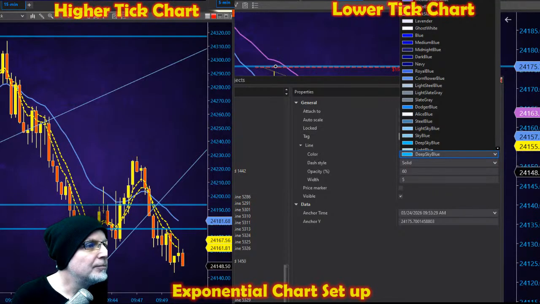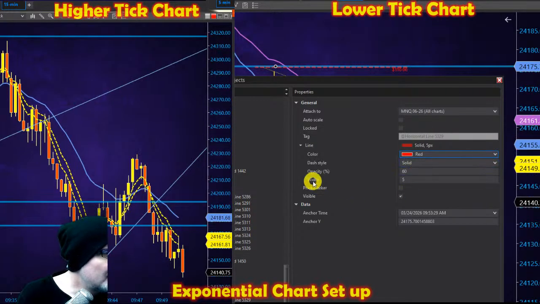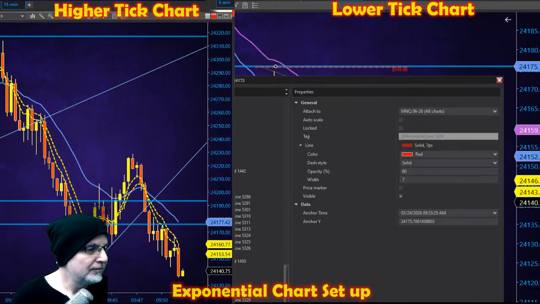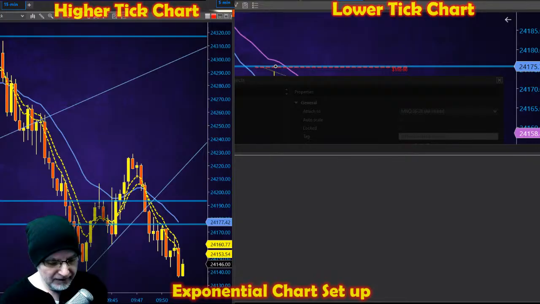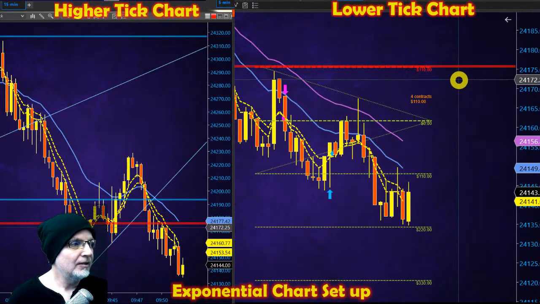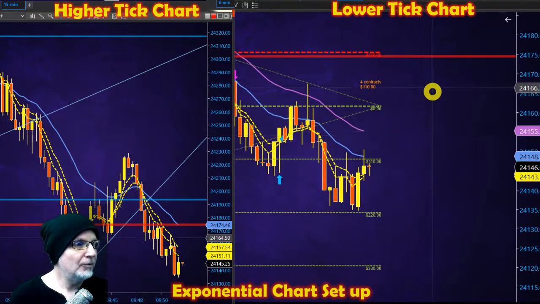Red. Keep it on that red stop loss area. I want to see. Save. Red stop loss. Yeah, let's just call it red stop loss. So there's the red stop loss area. If we would have stayed right on that, we'd still be in business.